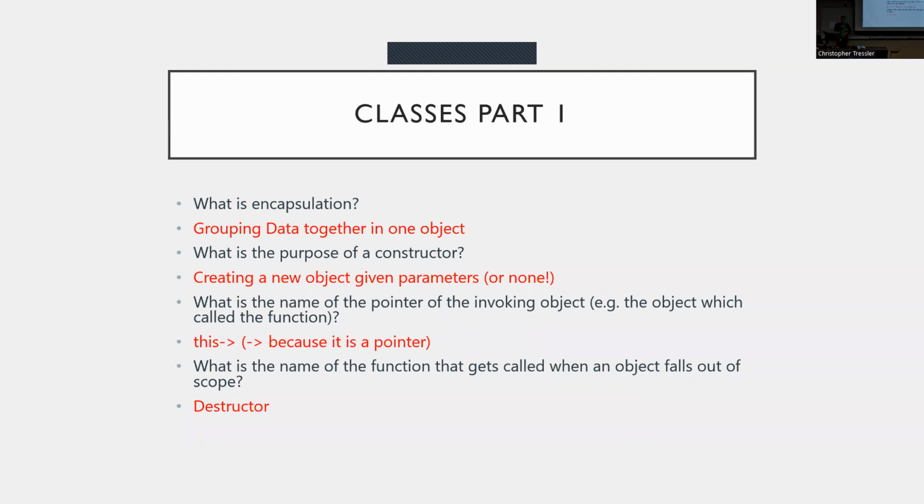And then what's the function of the name that gets called when an object falls out of scope? That's a destructor. That's one of the big three. Later in this PowerPoint, we go over all of the big three. Yes.